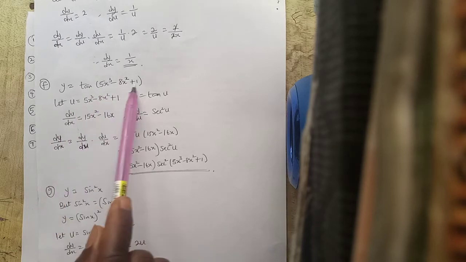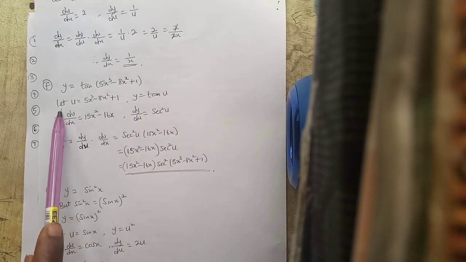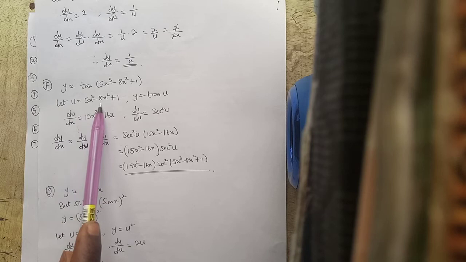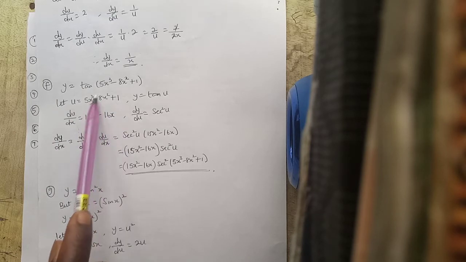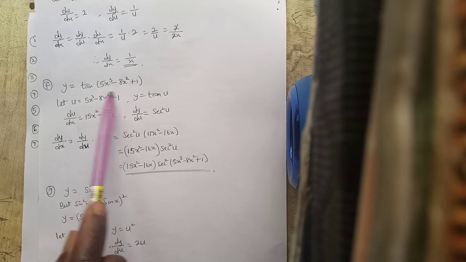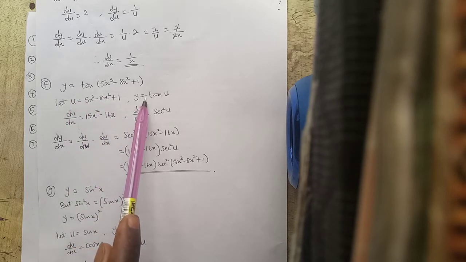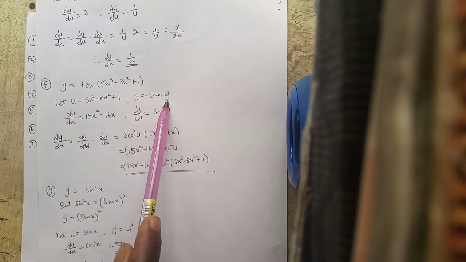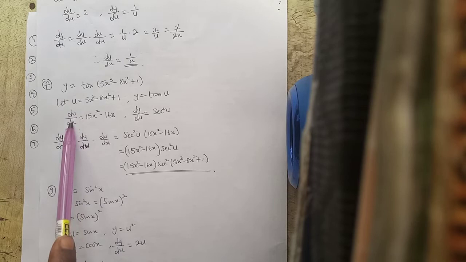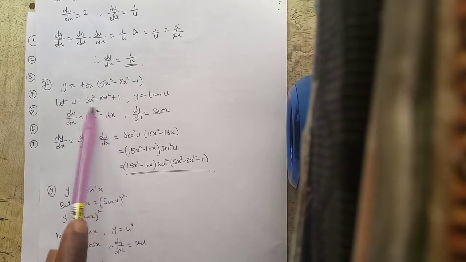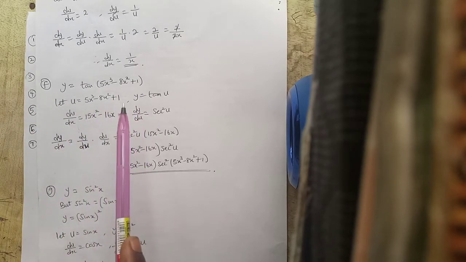You set the function in the bracket to be equal to u. That is, let u equal 5x cubed minus 8x squared plus 1. If u is equal to this function in the bracket, then our y will now be equal to tan u. Now, the next thing is to differentiate u with respect to x. Don't forget that this is a polynomial function. You use the rule for differentiating polynomials.